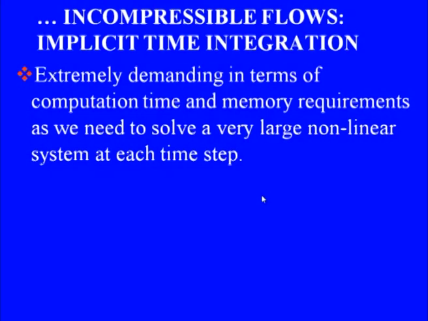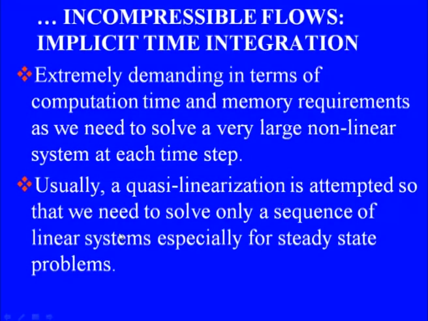And remember that these implicit time integration schemes are extremely demanding in terms of computation time and memory requirements, as we need to solve a very large nonlinear system at each time step. So, as I mentioned earlier, we would usually go for what we call quasi-linearization, so that we need to solve only a sequence of linear systems, especially for steady state problems. We will see a few specialized schemes based on this quasi-linearization approach, in a set of schemes termed pressure correction based schemes, in the next lecture.